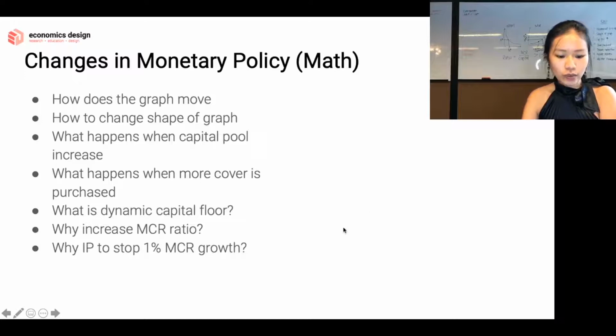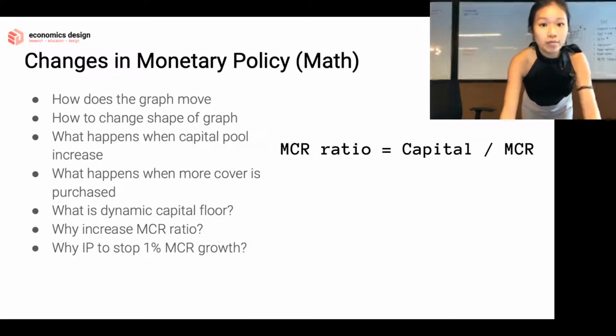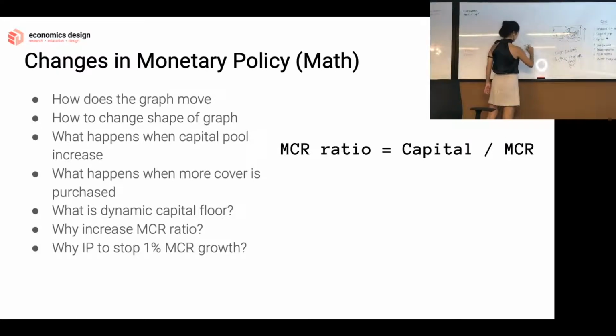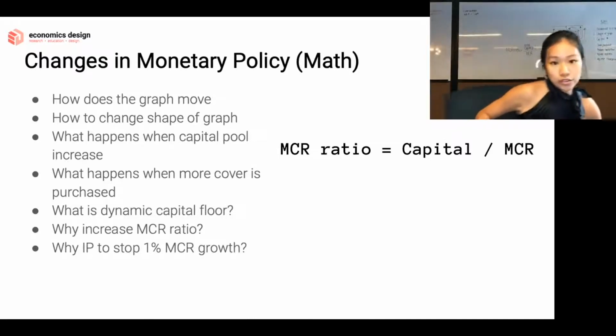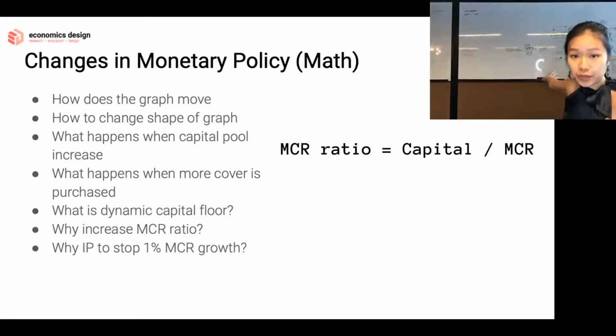The next one is, why do we want to increase the MCR ratio? So what is the MCR ratio and why does it need to increase? Currently, the MCR ratio is more than 130%. And this is important because the MCR is the minimum capital required, and the ratio shows the total capital divided by the MCR. So it's a lot more than the MCR.